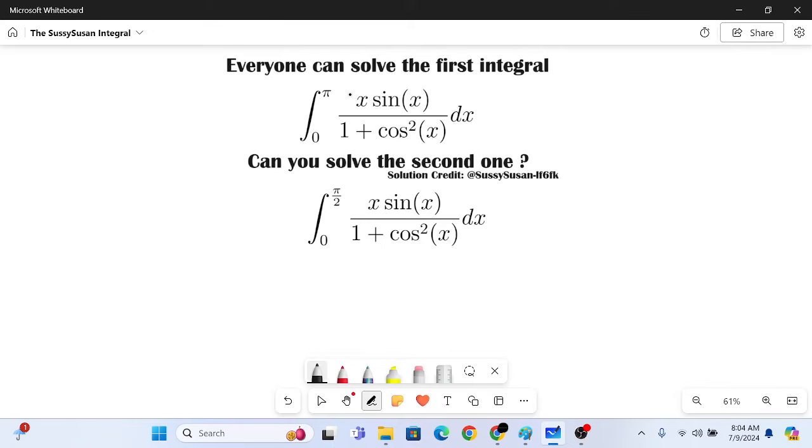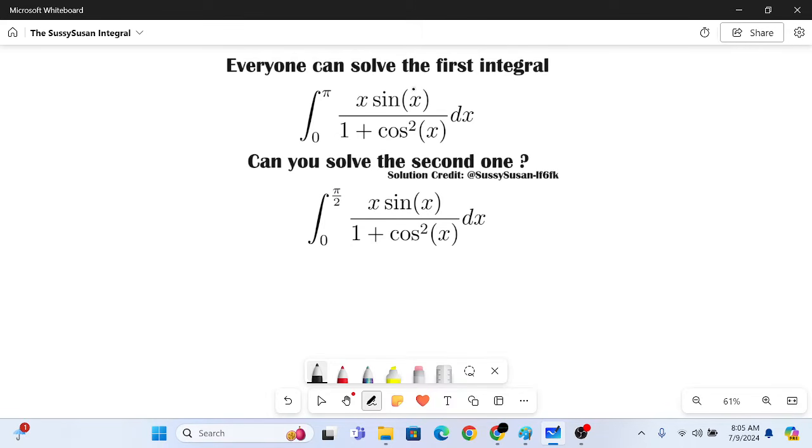And the limits of integration are what make the difference, because this pi is carefully chosen so that we can make clever use of the King's rule, and this simplifies a lot. But the second one tends to be a bit longer. And the solution for the second integral goes to sussy-susan, who gave me the solution in the community section of my channel. And now let's begin.